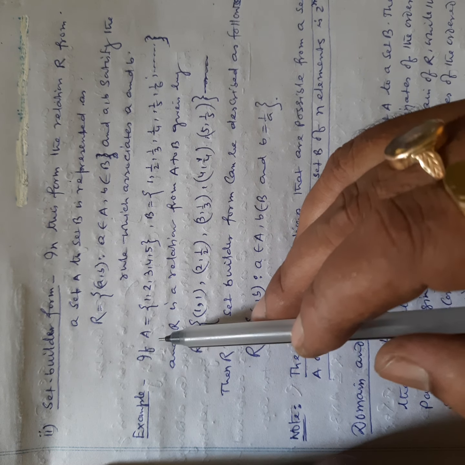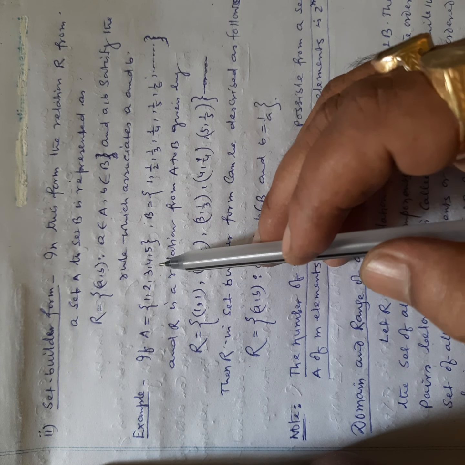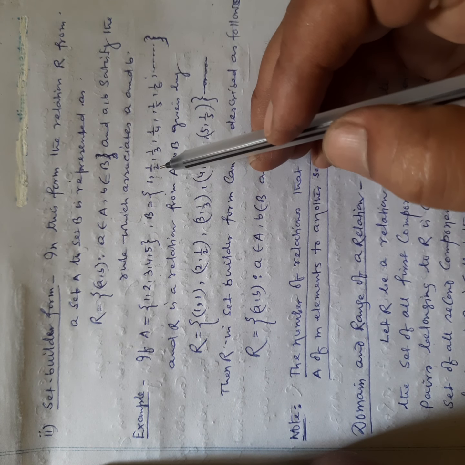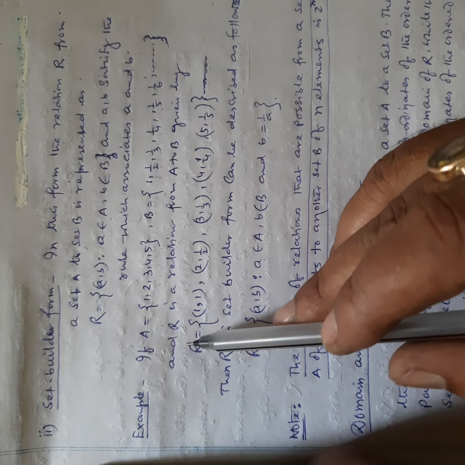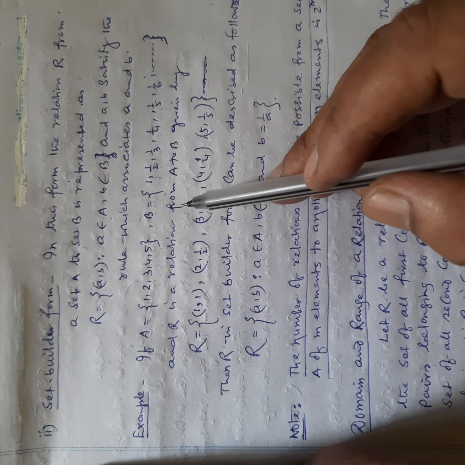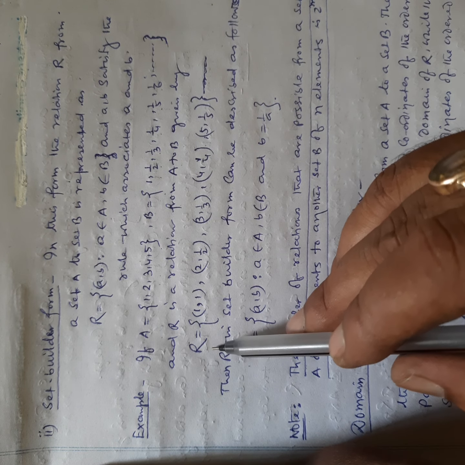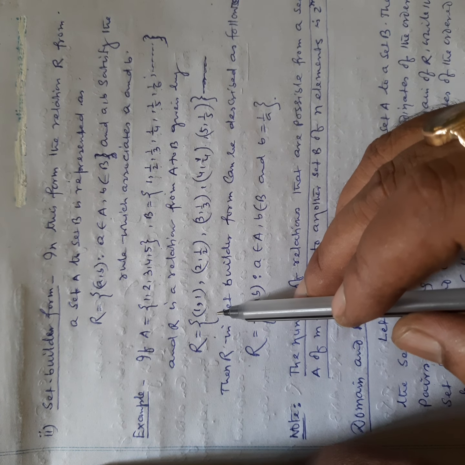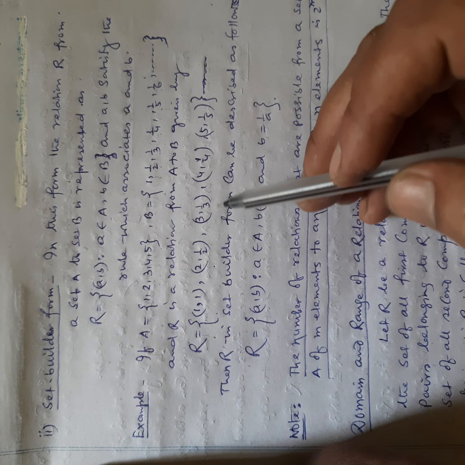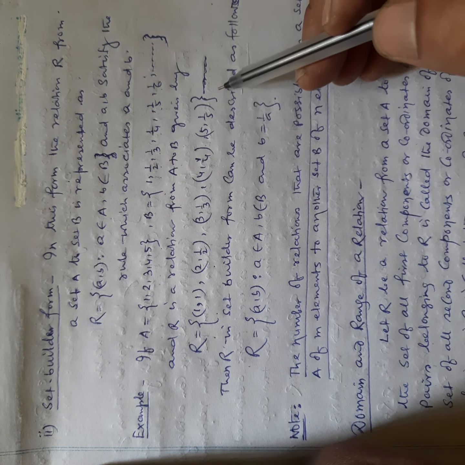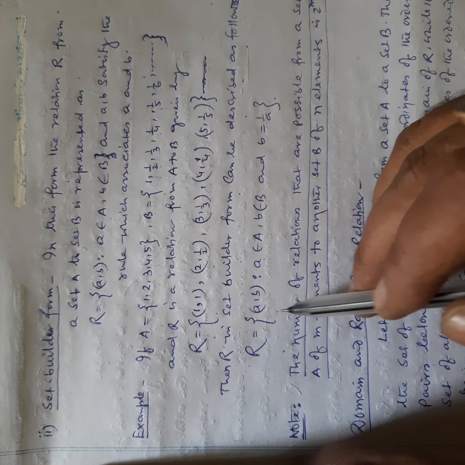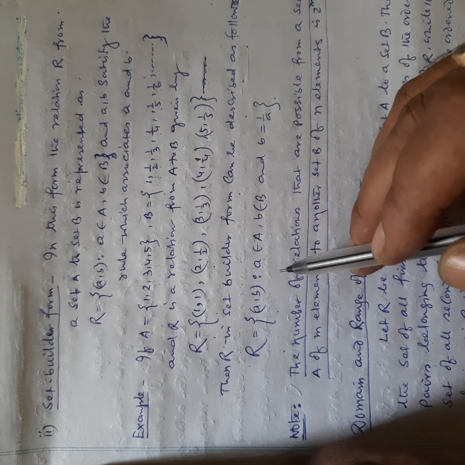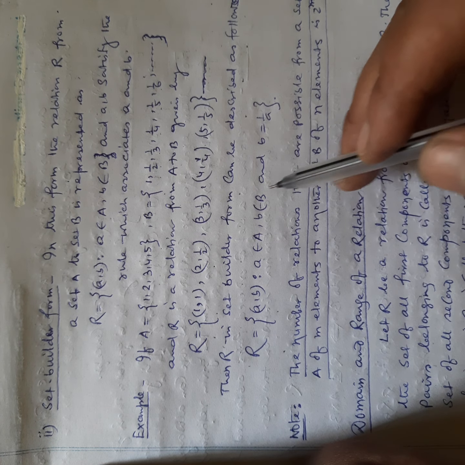See an example. If A equals {1, 2, 3, 4, 5}, B equals {1, 1/2, 1/3, 1/4, 1/5, 1/6, ...} and R is a relation from A to B given by R equals {(1, 1), (2, 1/2), (3, 1/3), (4, 1/4), (5, 1/5)}, then R in set builder form can be described as follows: R equals {(a, b) such that a belongs to A and b belongs to B, and b equals 1/a}.